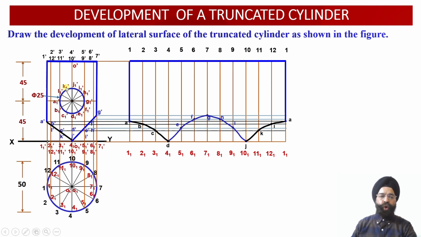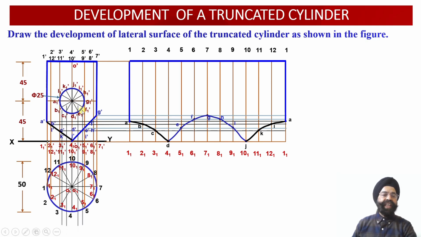But these 4 points, that is L1 dash, K1 dash and B1 dash, C1 dash, are not coinciding with any one of the vertical generators over here. Similarly, these 4 points I1 dash, H1 dash, E1 dash, F1 dash are also not coinciding with any one of the vertical generators over here. So what we have to do now, from these 8 points, that is L1 dash, B1 dash, K1 dash, C1 dash, I1 dash, E1 dash, H1 dash and F1 dash.